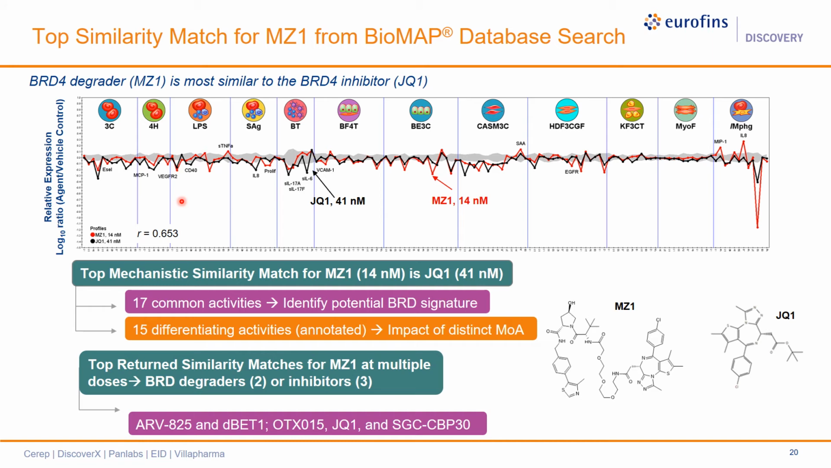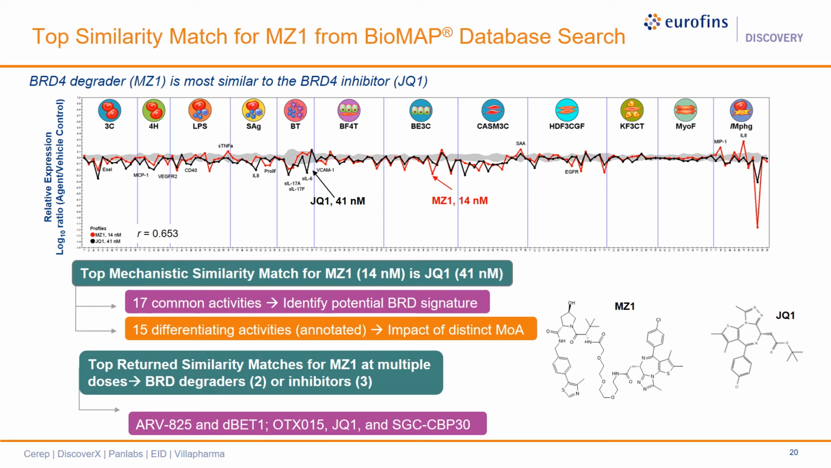These indicate the shared effects of the common scaffold structure of these two molecules. In an unsupervised search for mathematically similar profiles for MZ1 from the thousands of profiles in the BioMAP reference benchmark database, the most similar match was its target-related bromodomain inhibitor, JQ1. We identified 17 common activities between these profiles, which represents a potential bromodomain negation signature. The Pearson correlation coefficient was just below our determined threshold for mechanistic similarity, indicating that these molecules can indeed be differentiated. 15 differentiating activities, as annotated on this plot, separate the distinct mechanisms of action for these two compounds.